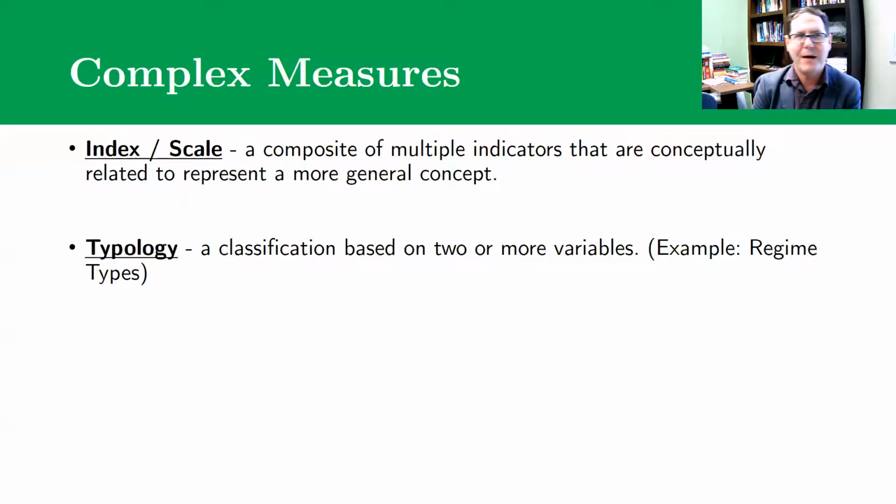Okay, I also want to talk about, I guess, complex measures that we are creating by smashing other things together. And so indexes and scales oftentimes work this way, where we have multiple indicators. They might be conceptually related to each other. They might be different ways of measuring the same thing. And we're just going to smash them together to create a more general concept. So I'll give you two brief examples.